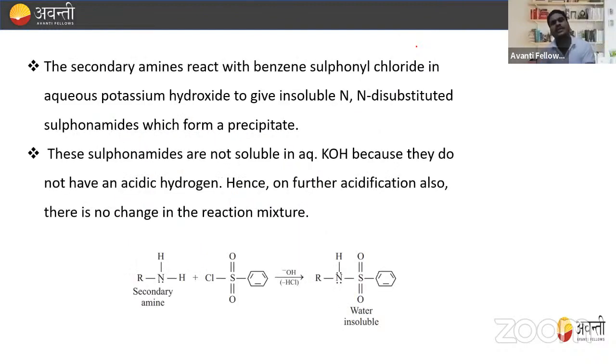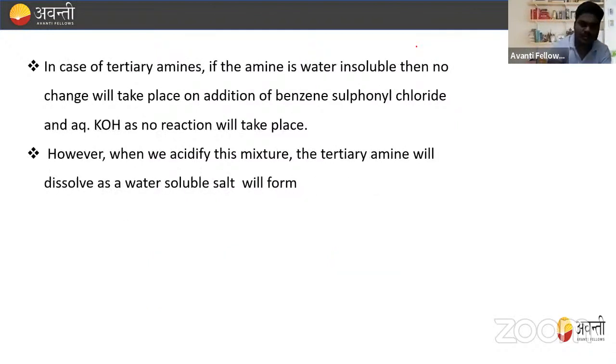Similarly, the secondary amine reacts with benzene sulfonyl chloride in aqueous potassium hydroxide to give an insoluble N,N-disubstituted sulfonamide, which forms a precipitate. This sulfonamide is not soluble in aqueous KOH because it does not have an acidic hydrogen. Hence, on further acidification, there is also no change. When the secondary amine is treated with benzene sulfonyl chloride, it gives a water insoluble product.